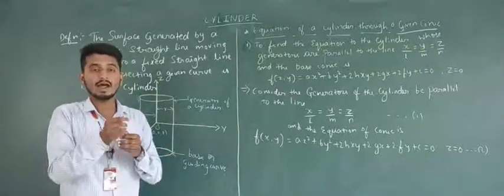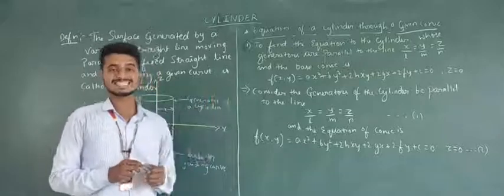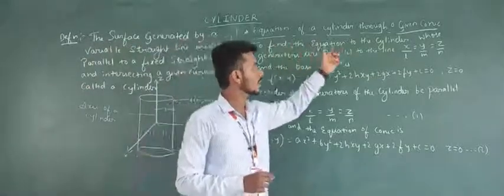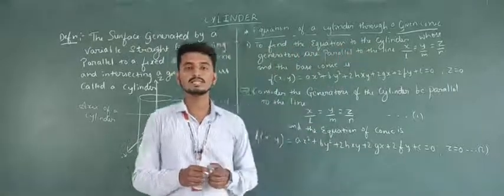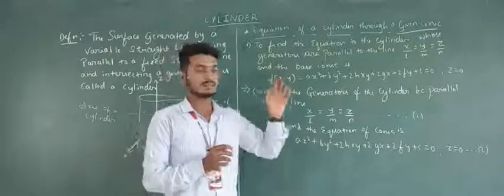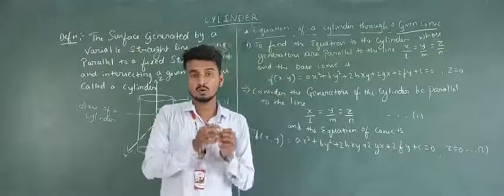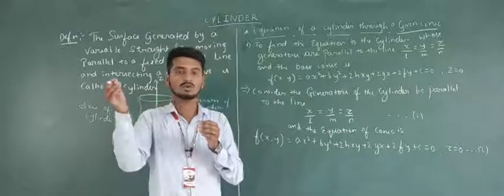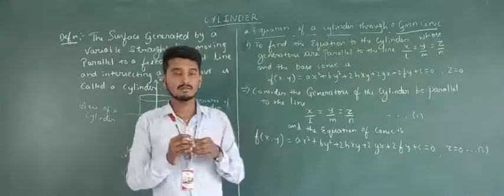So next we will find the equation for a cylinder, that is the equation of a cylinder through a given conic. By using the given conic equation, we will find the equation of a cylinder here. You have already studied the general form of a conic equation. So what is that general form of a conic equation?